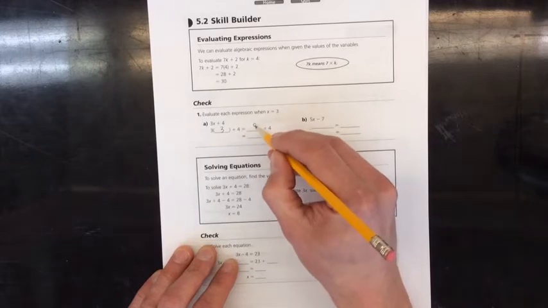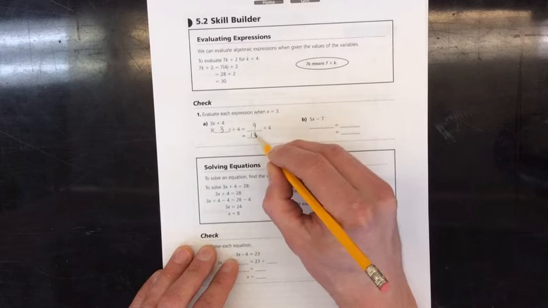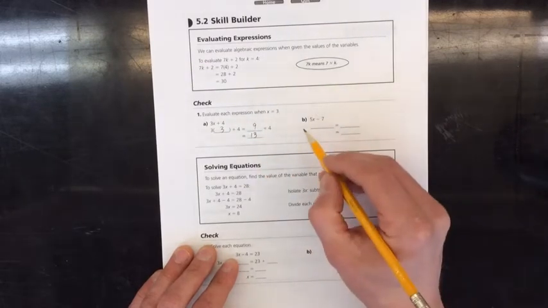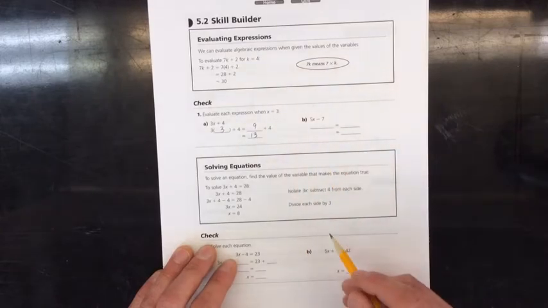And 3 times 3 is 9. We do multiplication before addition. And then 9 plus 4 will give us 13. You try 5x minus 7 substituting x equals 3.